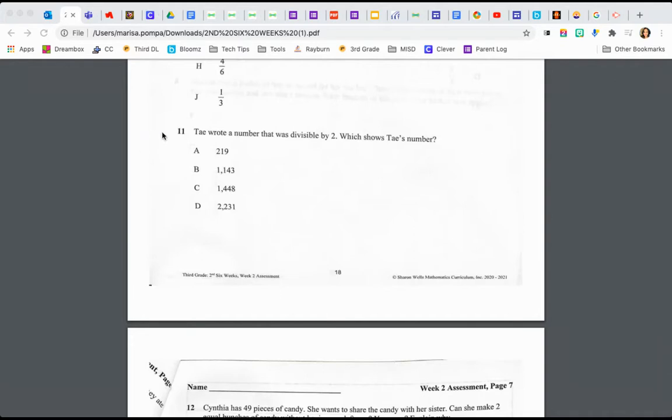Number 11. Tay wrote a number that was divisible by 2. Which shows Tay's number? Remember the strategy we used when we are looking for what numbers are divisible by 2. Is it A, 219, B, 1143, C, 1448, or D, 2231?